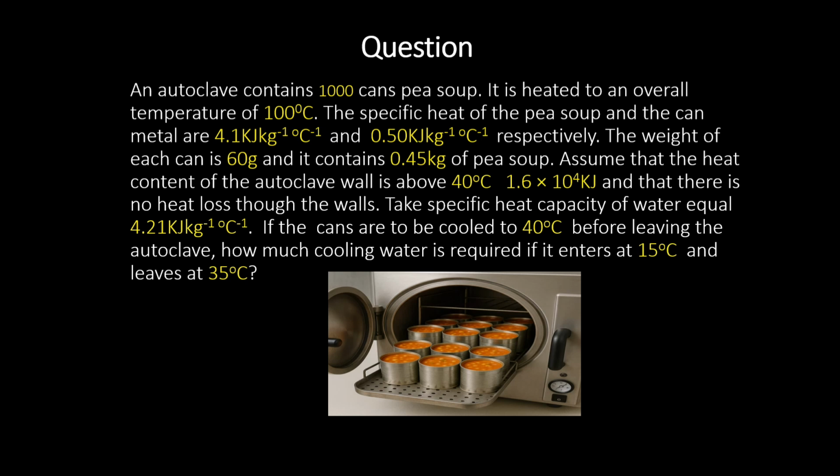Okay, quickly let's look at the problem before us. The question says, an autoclave contains 1,000 cans of pea soup. Now you can see from this diagram here, this is the diagram for an autoclave. You can see that inside this autoclave, we have pea soup here. And this pea soup is inside cans. Now the question before us says that we have 1,000 cans.